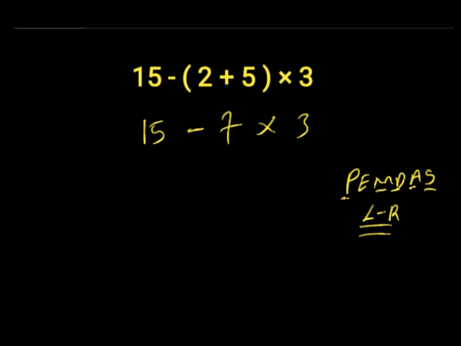Now we have a subtraction and a multiplication. We are going to work with our multiplication first because multiplication comes before subtraction, which is this 7 times 3. 7 times 3 will give us 21. Then we have 15 minus 21. 15 minus 21 will give us negative 6. Negative 6 is the right answer to this question.